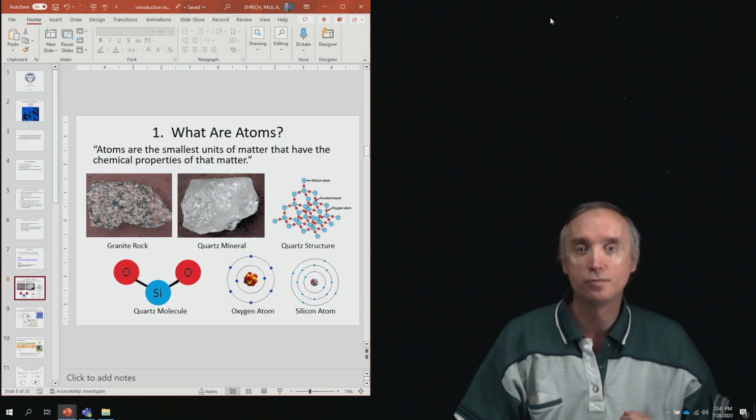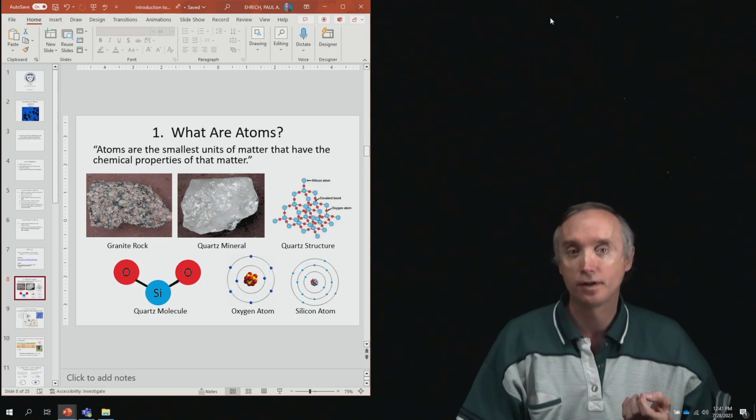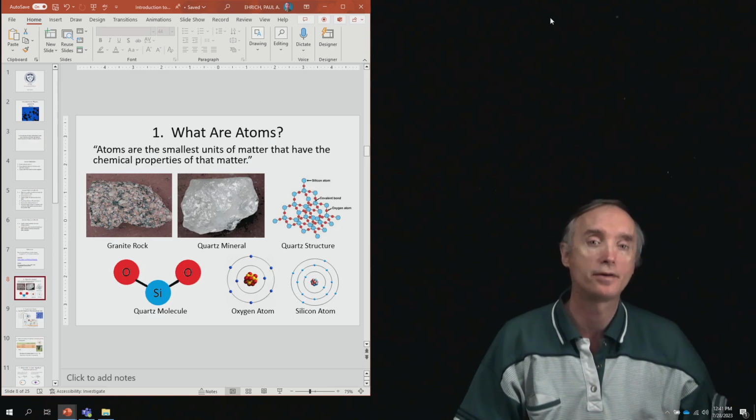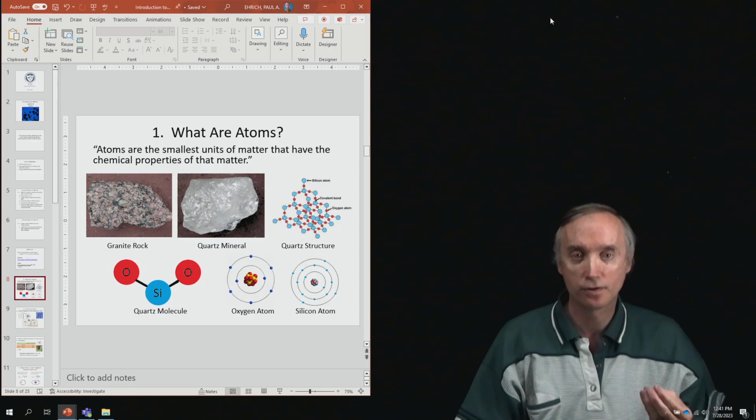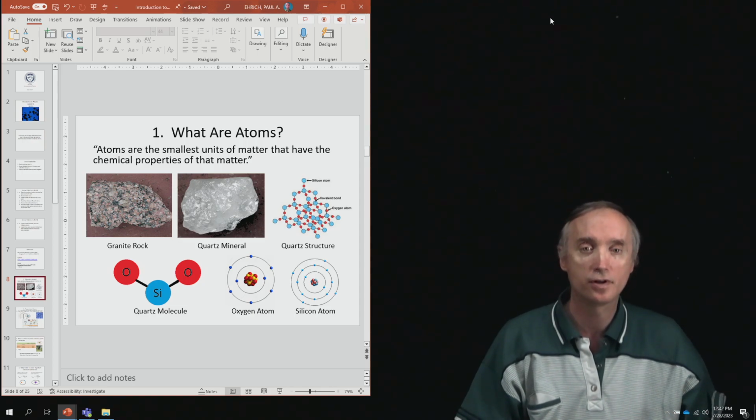This is the reason why we say that atoms are the smallest units of matter that have the chemical properties of that matter. If you do something to the protons in the nucleus, or if you do something to those electrons in orbit, you have a different kind of substance.